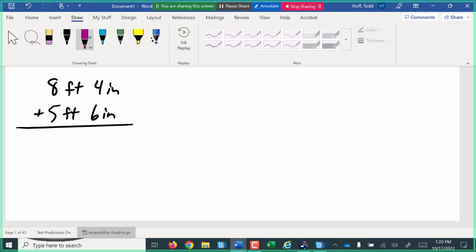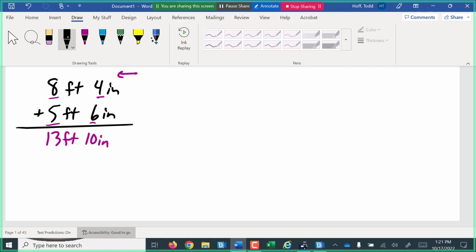Next, just like we did with whole numbers, we start at the end of the number and we work our way backwards for addition in case we need to carry, or subtraction in case we need to borrow. So here we add 4 inches plus 6 inches gives us how much? 10 inches. Do we need to carry there? No. We wouldn't carry until we hit 12 inches or more, right? That's what we'd have to carry. So now 8 feet plus 5 feet gives us 13 feet.